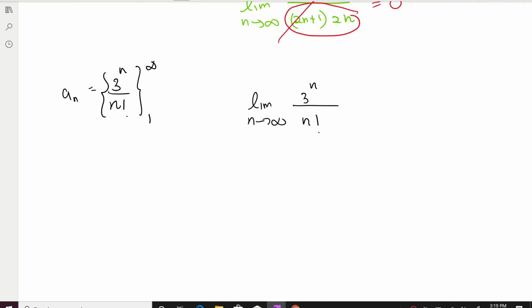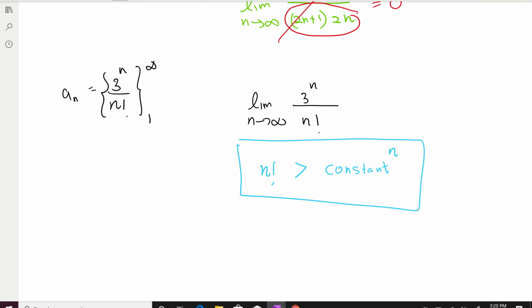Now to solve this problem, I have to give you a cool fact. Here's the fact: n factorial will always be more powerful than the nth power of any constant. This is very important. As n goes to infinity, that means n gets large, n grows. When n gets really large, n factorial is very powerful, and goes to infinity faster than a power of n over any constant.